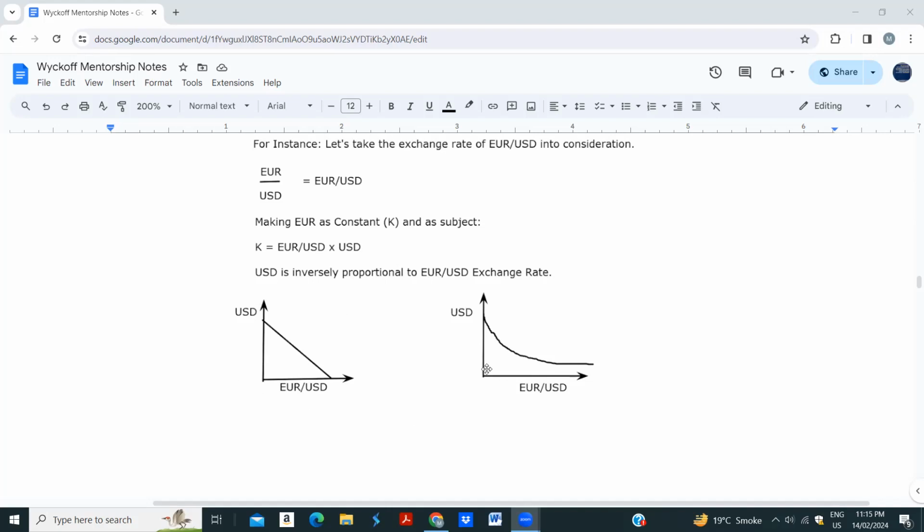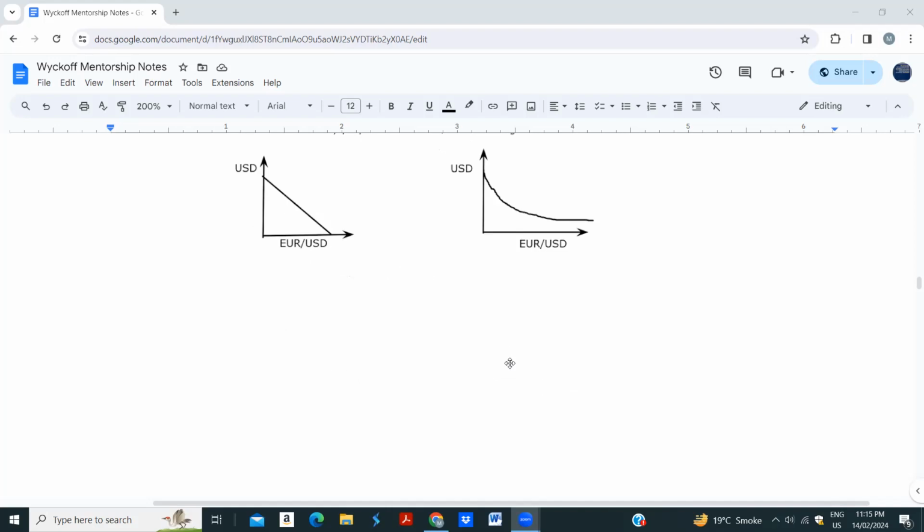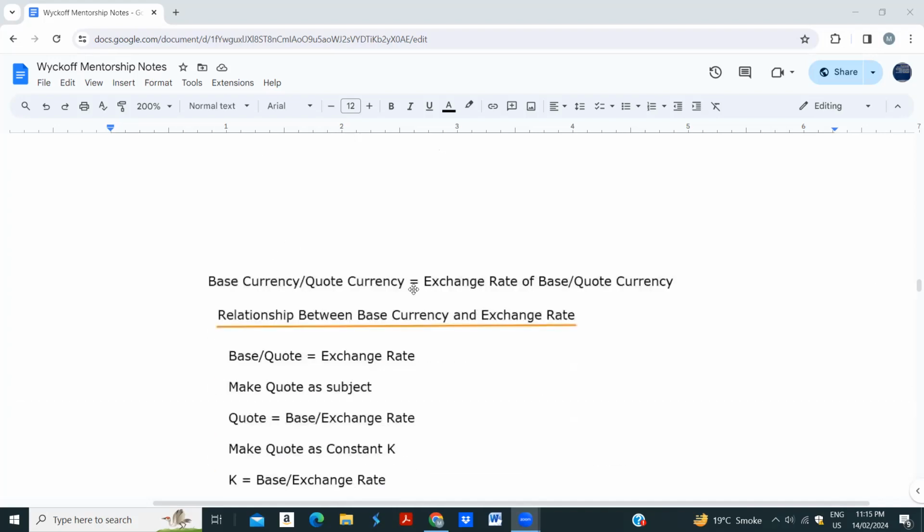And this is a graphical representation of the inverse proportion. Now I have done the same thing, and I have shown every step of how the base and quote currencies are related to the exchange rates. So here we can study it. Base currency divided by quote currency is equal to the exchange rate of base and quote currency. This is the relationship between base currency and exchange rate. So base divided by quote is equal to exchange rate.